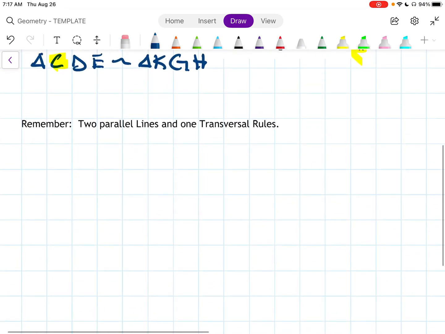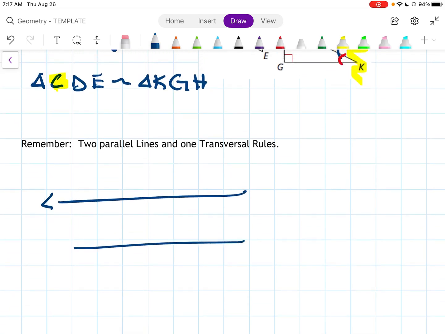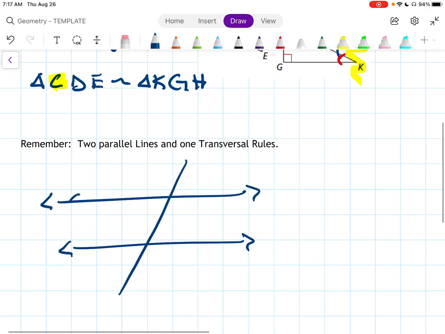To help with the homework, we need to remember something: two parallel lines and one transversal. If we have two parallel lines, I need the little arrows there to say they're parallel. And our transversal is just a line that goes through them. Then we have a bunch of angles here, and a bunch of them are congruent. This and this are congruent by vertical angles, and then by corresponding angles, they're congruent to this and this.